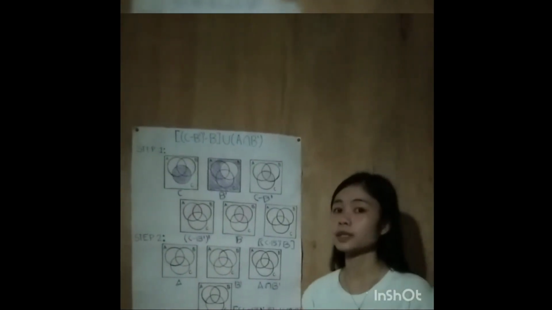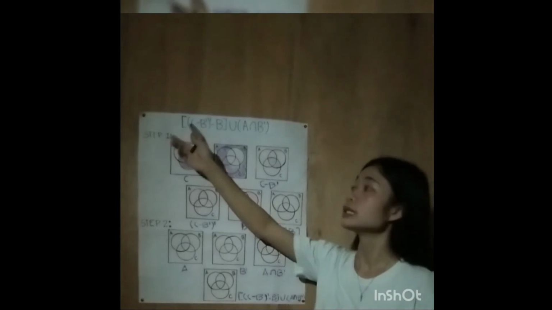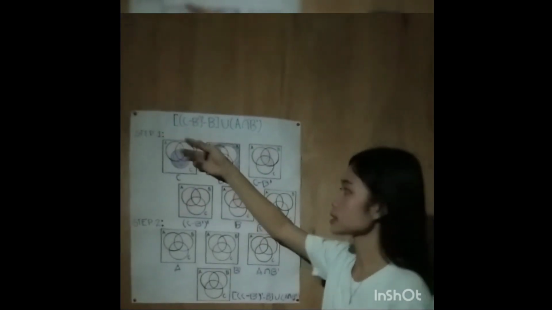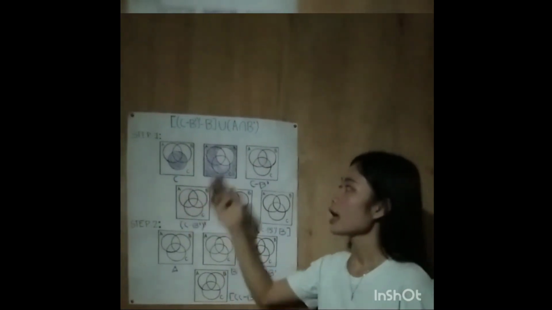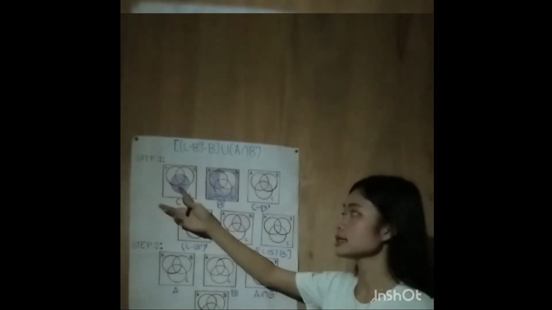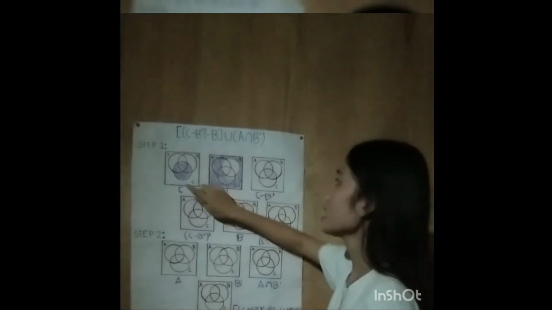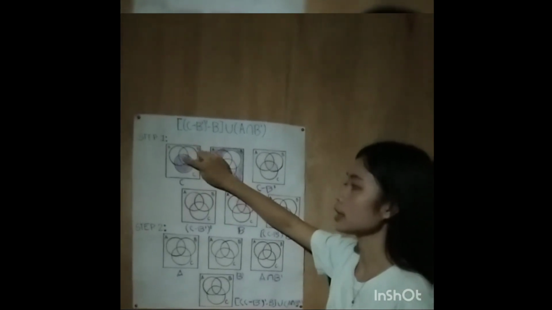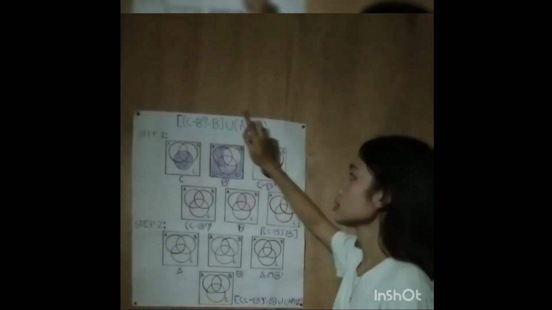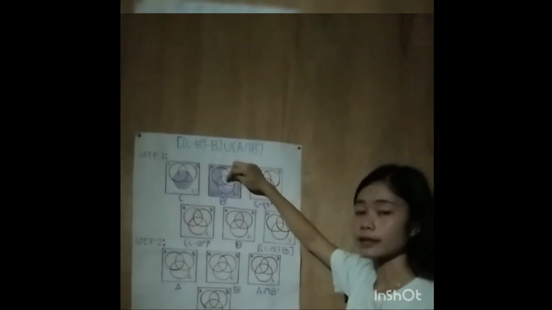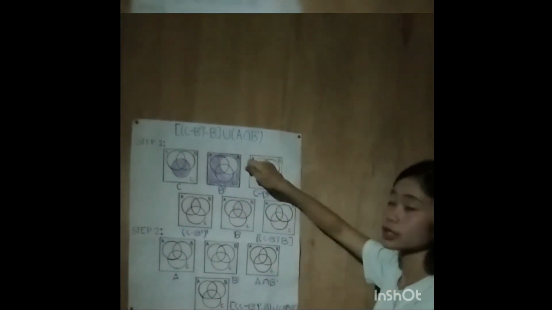Before we find their complement, we will find the difference between the set C and the B prime. So difference means every shaded part in the set C that is not shaded in the B prime. So as you can see, this is the only part in the set C that is not shaded in the Venn diagram of the B prime. So we will shade this part.